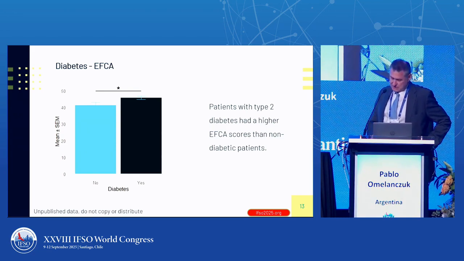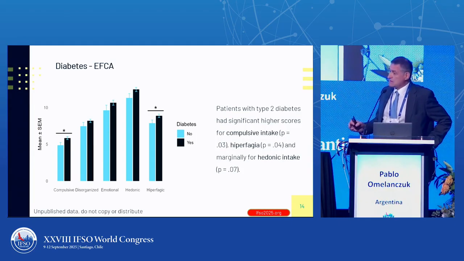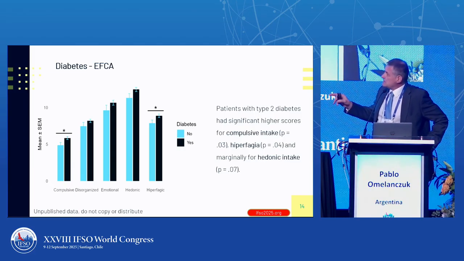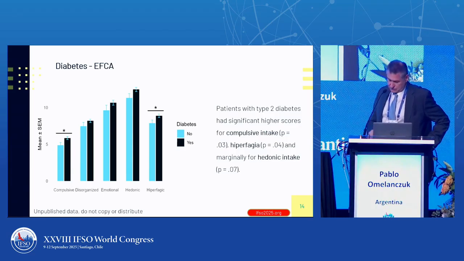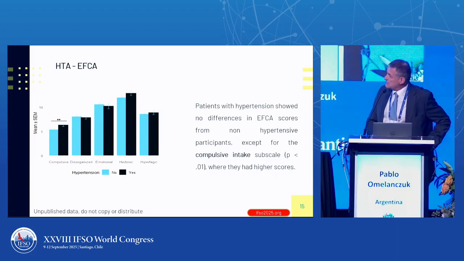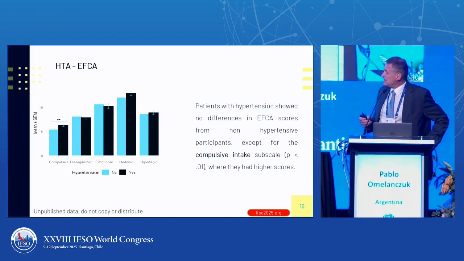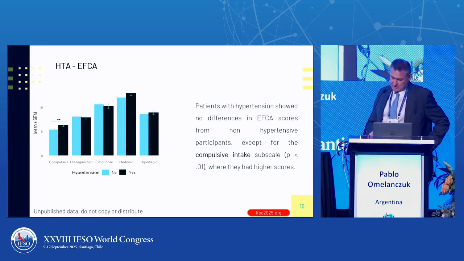And then we are going to compare this result with the result of surgery. The prior slide showed the total EFCA score, and here you can see when we divide the different phenotypes, patients with type 2 diabetes have a significantly higher score for compulsive intake of food. The same thing happened with hypertension. There is a correlation, but there is no difference in the score between non-hypertensive patients and hypertensive patients.